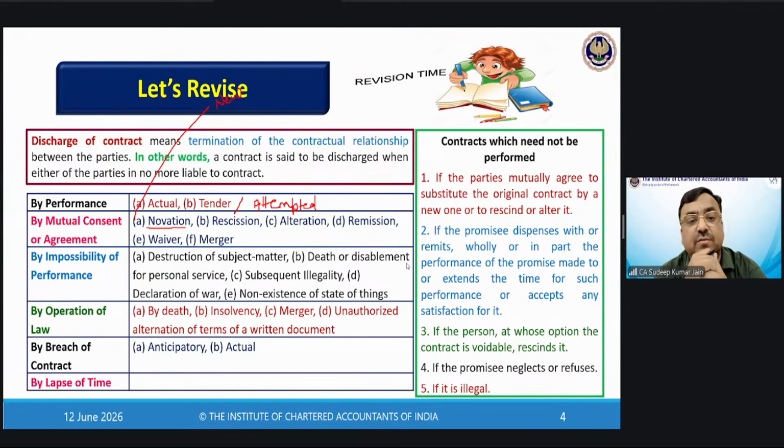Rescission means cancellation of contract. Alteration means change of some terms. One student asked in the previous class, sir, what is the difference between novation and alteration? So novation means a major change may be there, but in alteration, very small changes are there. And one important thing, in case of novation, the new contract may be between the same parties or maybe new parties. But in case of alteration, the parties should be the same. Remission means discount. Waiver means 100% discount. Merger means when the inferior contract merges with the superior contract.